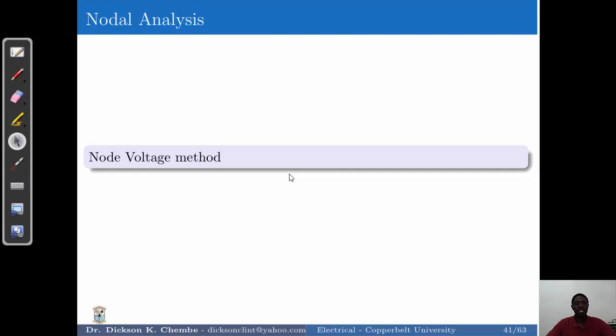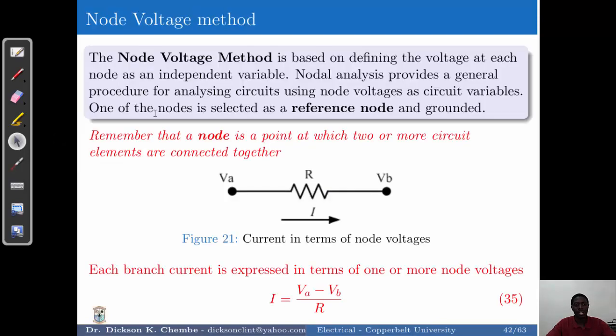Today we're going to discuss the node voltage method, which is also known as node analysis. So in node analysis, we have a method that is used to analyze circuits, especially DC circuits. Even AC circuits can be used, but by taking advantage of the node voltages, taking them as independent variables. And then one of the nodes is taken as a reference node, which is grounded, and as you know, a grounded node gets zero potential.